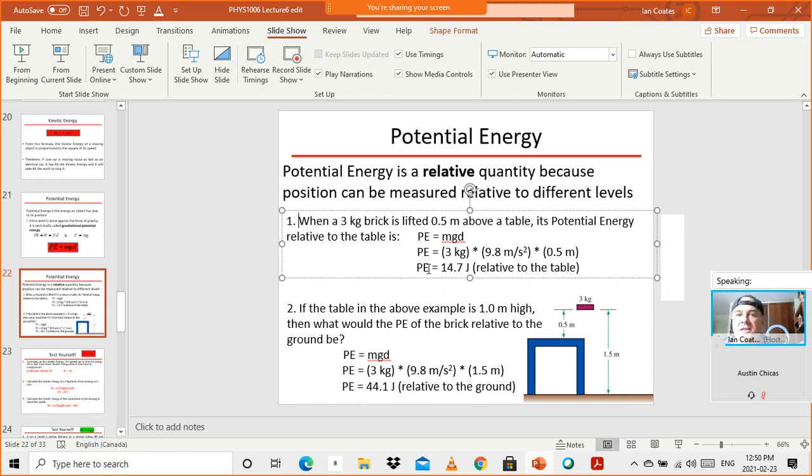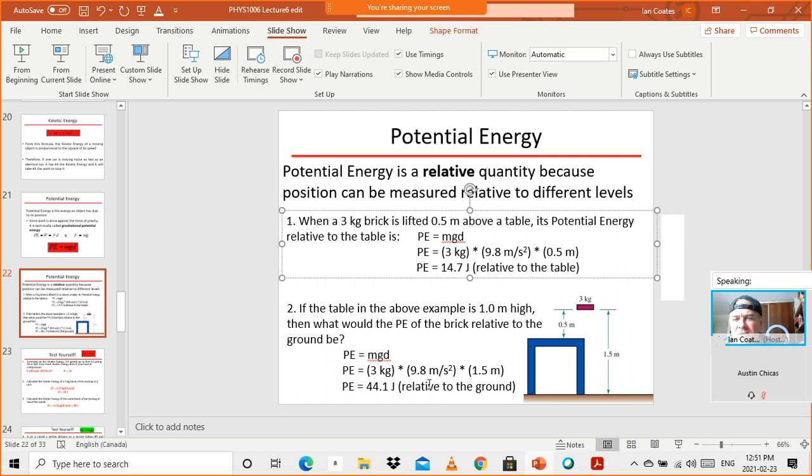Well, have a look here. When a 3 kilogram brick is lifted a half meter above a table, what is its potential energy relative to the table? So you can just ignore all this. Basically the top of your table is the ground. So I raised the 3 kilogram brick a half meter off the top of the table. Find your formula, mgd: 3 kg, 9.8 meters per second squared from gravity, and your distance is only a half meter. So your potential energy, according to the tabletop, is 14.7 joules.